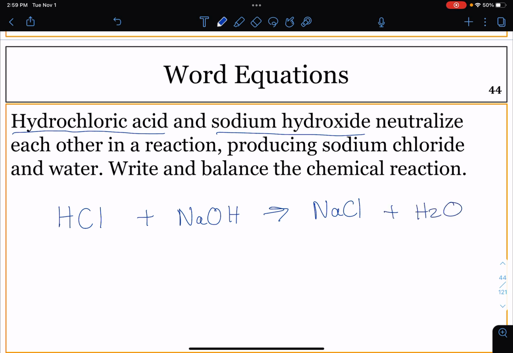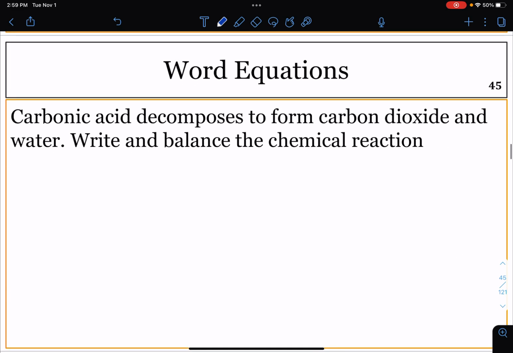Write and balance the chemical reaction. When you count up all the atoms, we have 2 hydrogens on each side and 1 oxygen, 1 chlorine, and 1 sodium on each side. So this reaction is already balanced the way it is written.